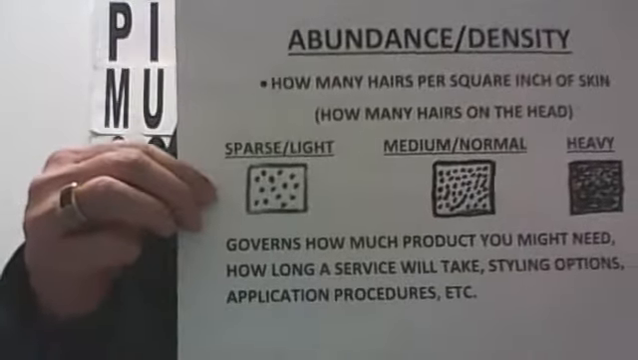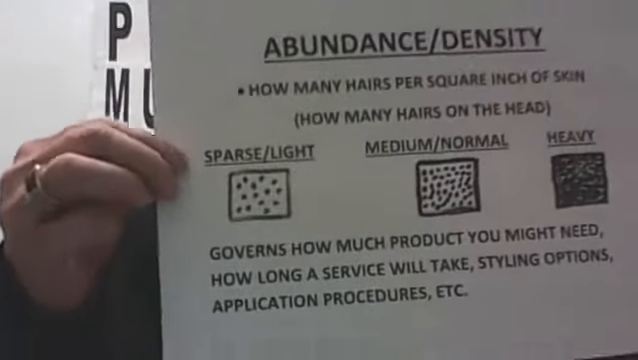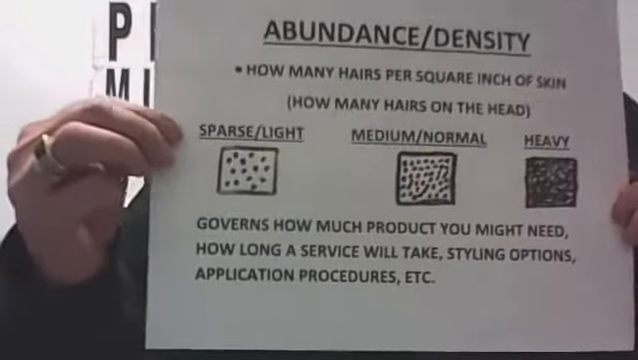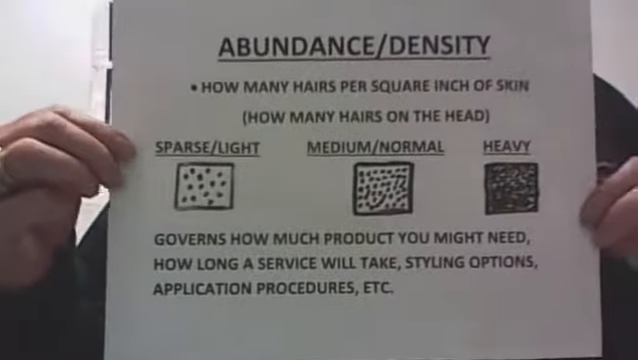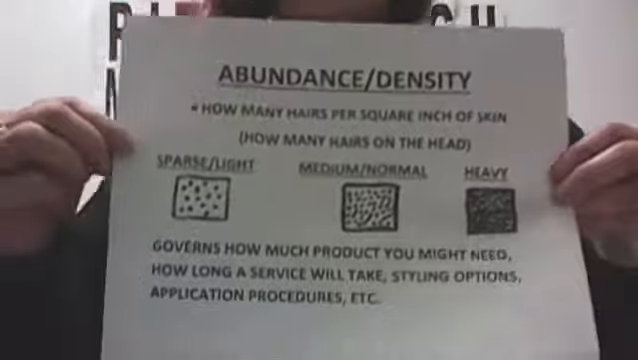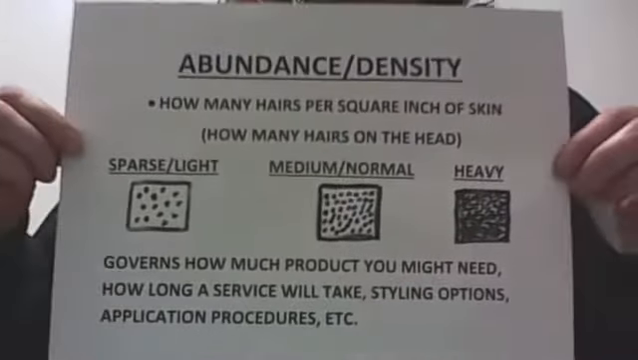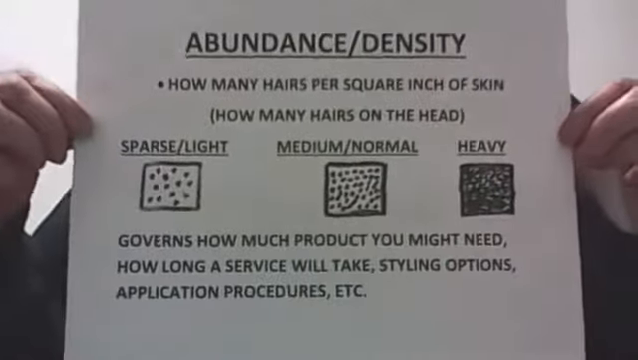So a heavy abundance means when you look at your scalp, you can't see it very well, right? You have so much hair that you can't even get to it. All right. So now normally the abundance has a lot to do with the color of your hair as well, even though it's mainly due to your DNA.